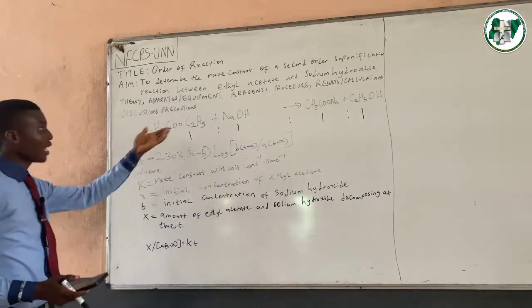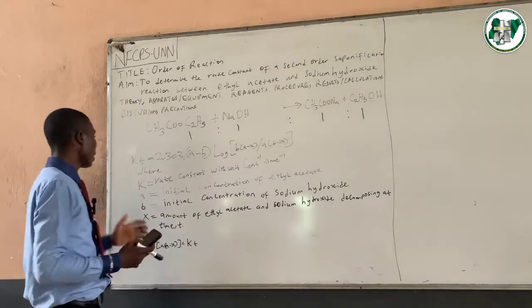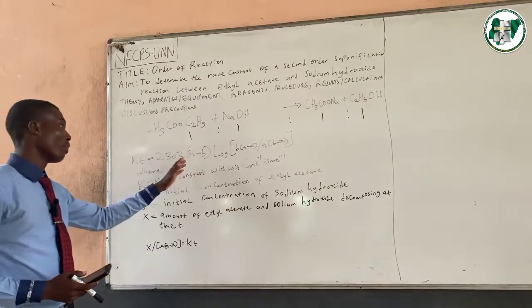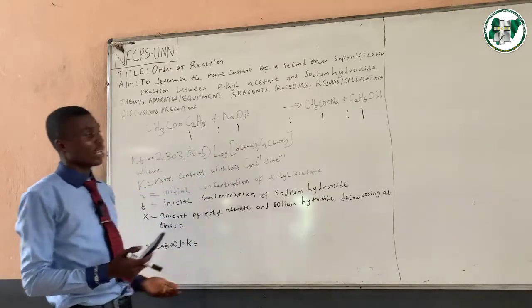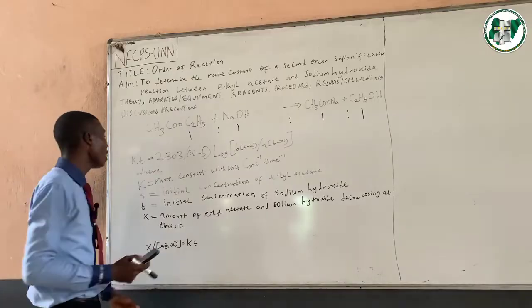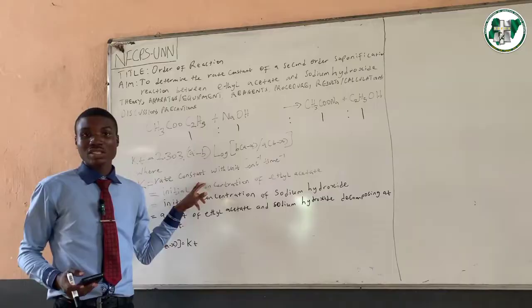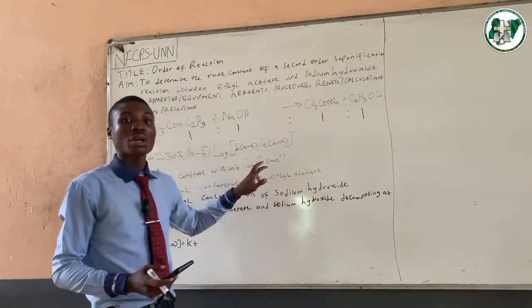So for a second order reaction like this, the equation that you can use to represent it is Kt equals 2.303 over (a minus b) log of b(a minus x) over a(b minus x). You have that in your practical chem manual. So what is K? K refers to the rate constant, and the unit for K for a second order reaction is per concentration per time.